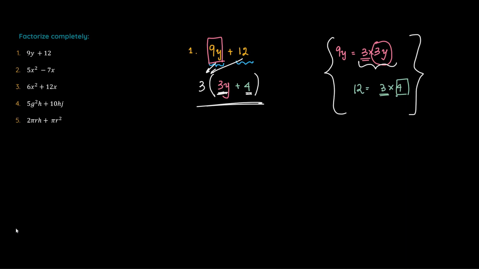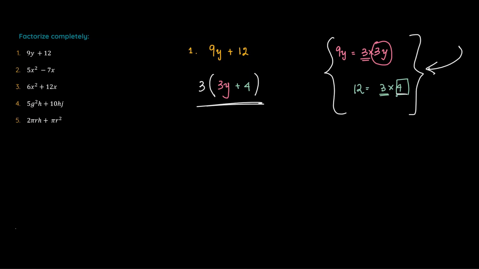Or you could think about the way I did here. You can think of 9y as 3 times 3y, and therefore when I take 3 out, I only have another 3y remaining. And also 12 is 3 times 4. If I take 3 out, I have 4 remaining. Either way, whichever way you think, it's going to be the same thing, so it doesn't matter.